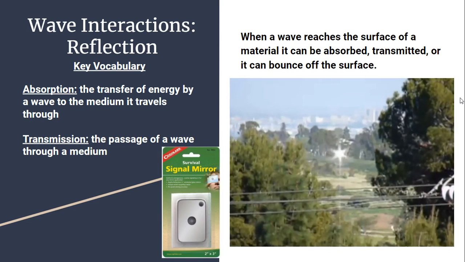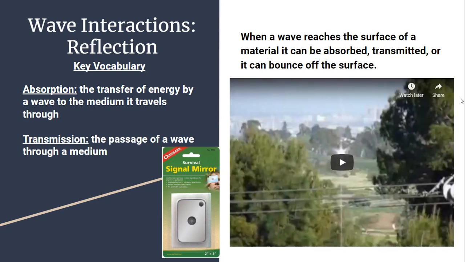They're using a signal mirror to change the direction of that light wave. You can see the flashes as it lines up with our eyes.